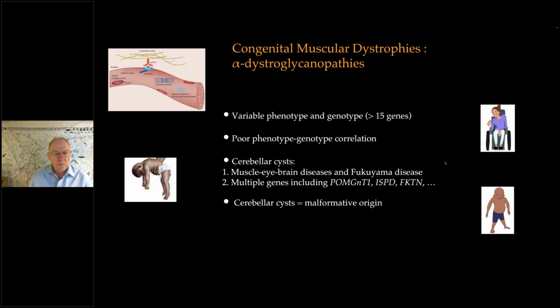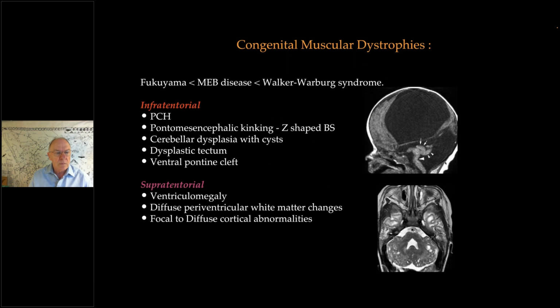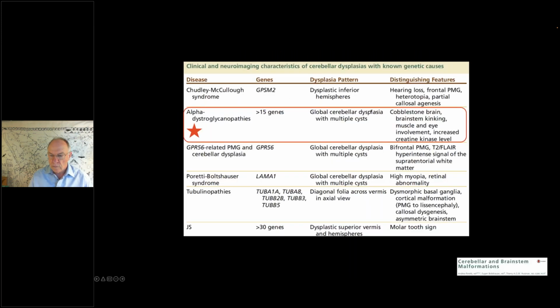The point was about the findings of dystroglycanopathies. As seen in our case, they have supratentorial malformations and also infratentorial changes, again cerebellar dysplasias with cysts. So we have alpha dystroglycanopathy as one of the primary differentials.